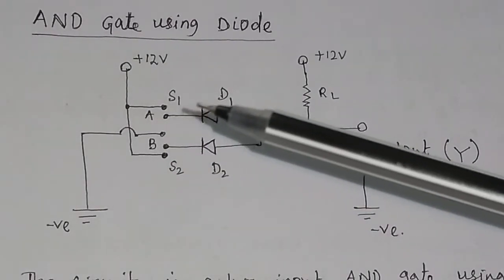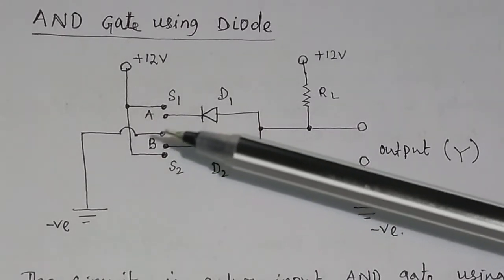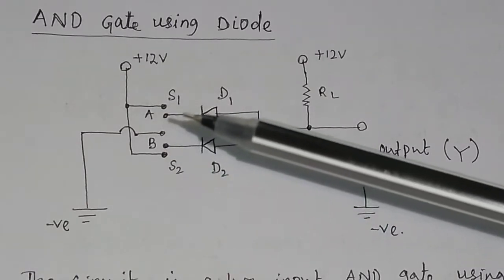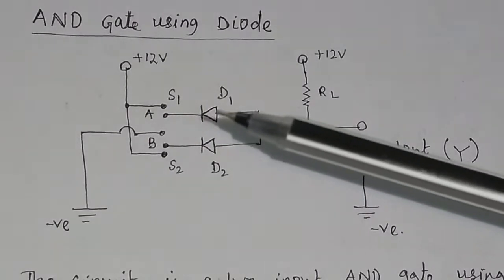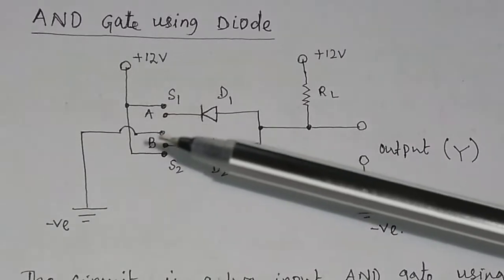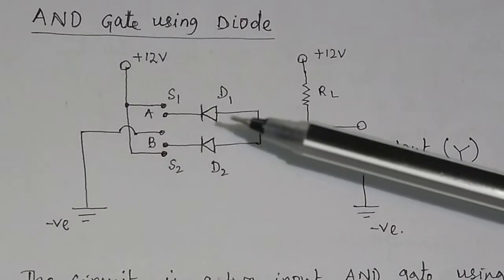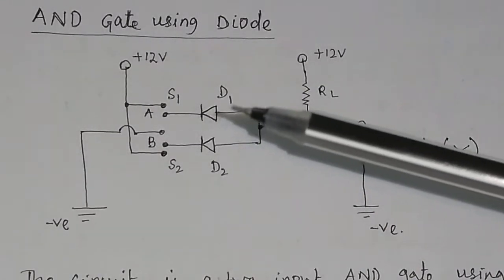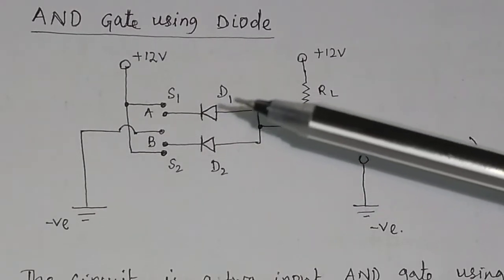So when A and B are zero, this is connected to this point and this is connected to this point. So A will be 0 and B will also be 0. When A and B both are 0, diodes D1 and D2 are in forward bias. You see, when this is 0 it is connected to the negative terminal of the battery, and this end is connected to the positive terminal of the battery. So diode D1 is forward bias and also diode D2 is forward bias. And both diodes D1 and D2 conduct current.